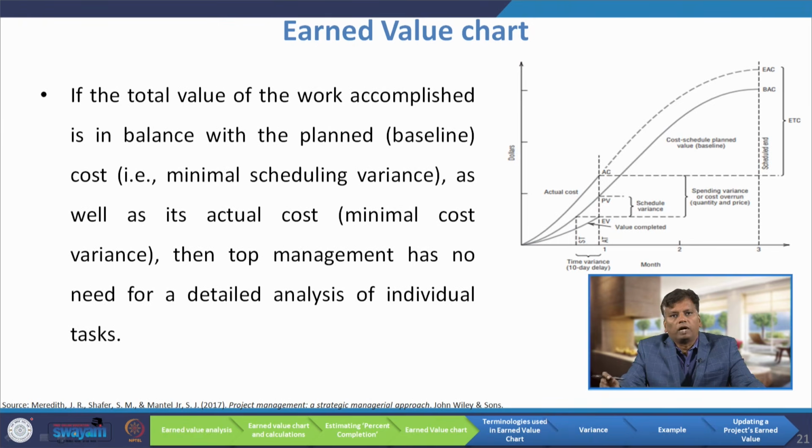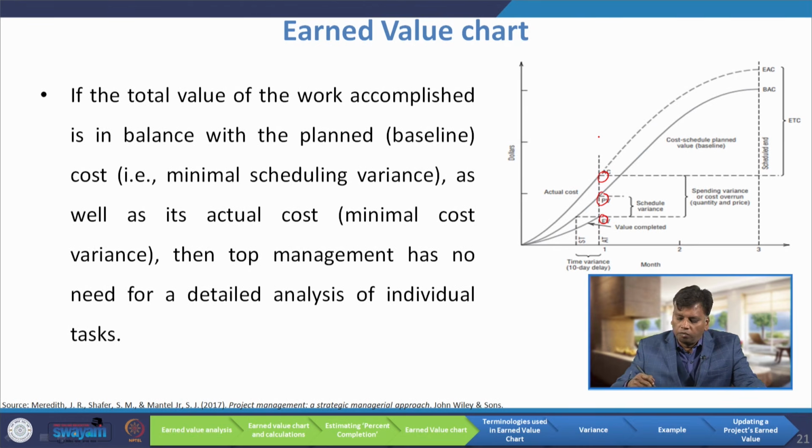If the total value of the work accomplished is in balance with the planned cost as well as the actual cost, then the top management has no need for detailed analysis of individual tasks. It implies, you see, this represents the actual cost, this represents the planned value, this represents the earned value. If all these points are merging, then there is no worry for top management about measuring, because the project is going as per our plan.